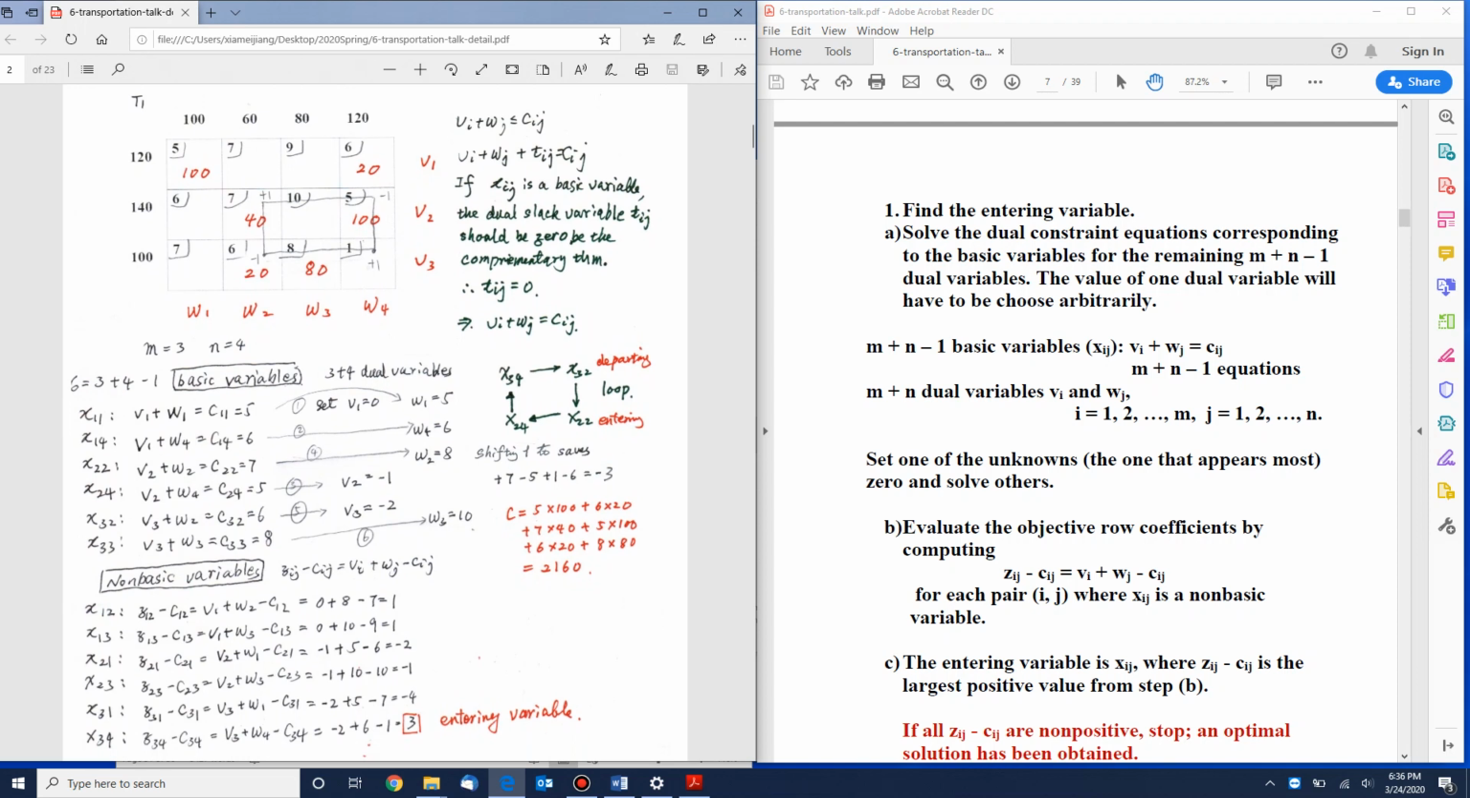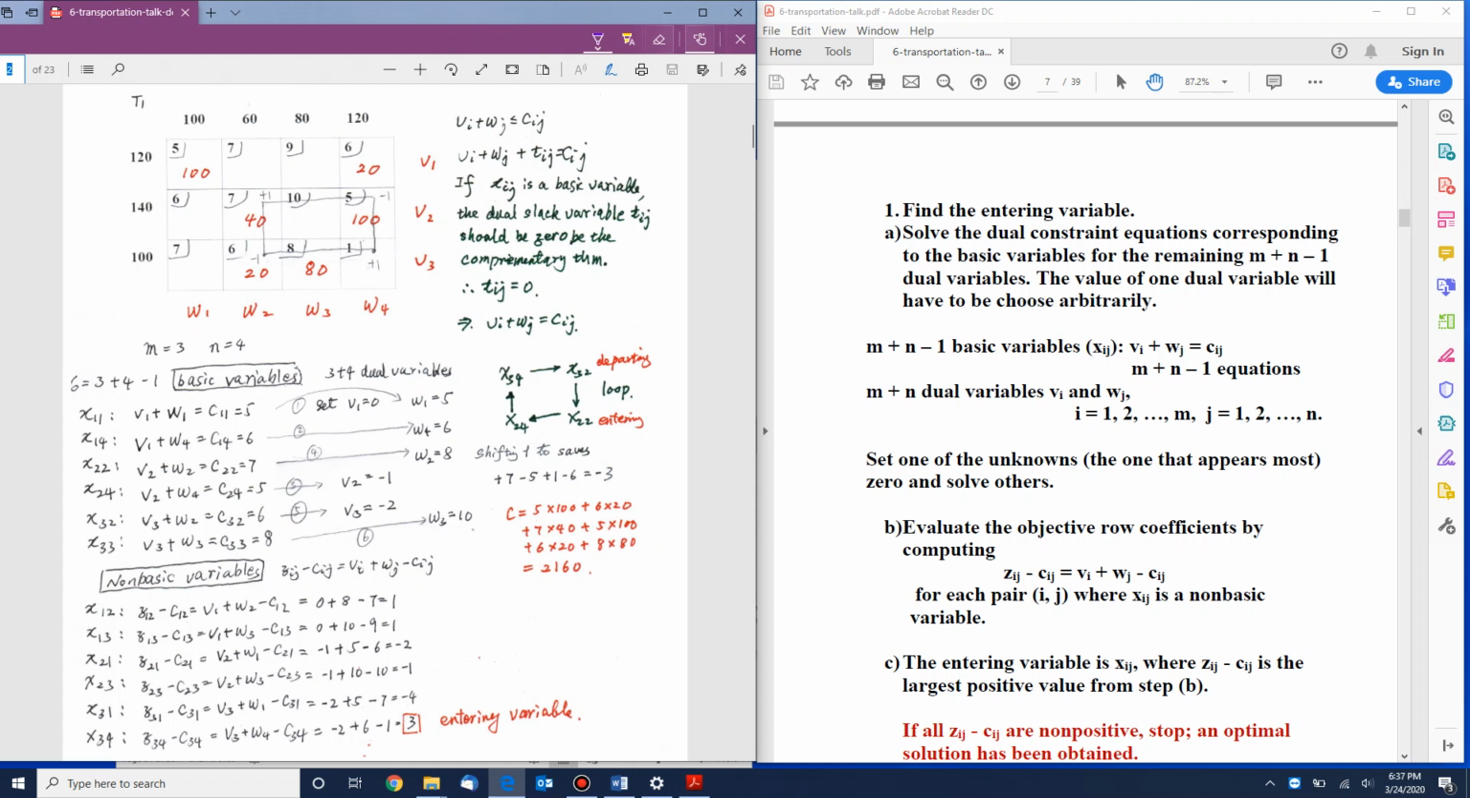We found that Z34 minus C34 has the largest positive value, 3. So in this way, we choose x34 to be the entering variable. Okay, so here x34 is the entering variable. This one, x34, is here, to be the entering variable.